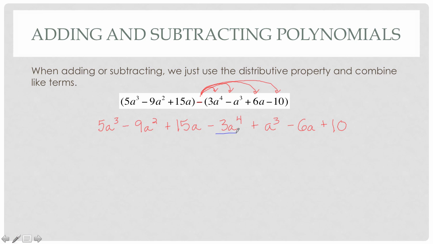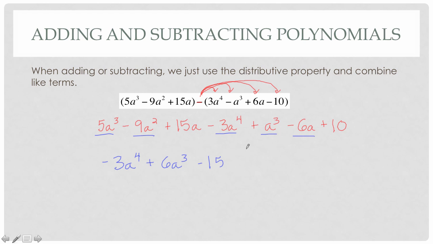Start with the largest one. That's negative 3a to the 4th this time. I've got a 5a to the 3rd plus a to the 3rd, so now they combine to make 6a to the 3rd. Negative 9a squared minus 6a squared, those are going to combine to make negative 15a.